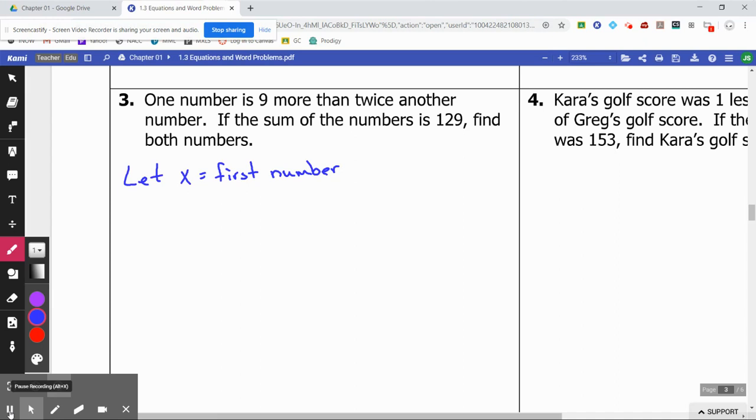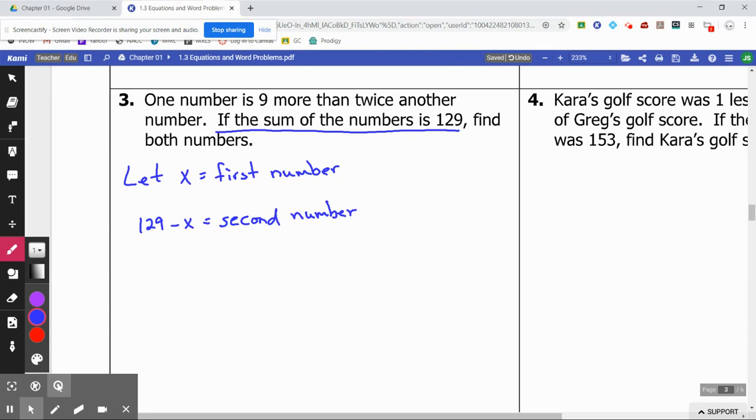So what we're going to do for the second number is we're going to go back and find the simplest way that the second number is defined. The sum of the two numbers is 129. So if x is the first number, we know that the two numbers add up to 129. So the second number, let's think about that. Since the first one's x, the two add up to 129. The second one could be 129 minus whatever the first one is.